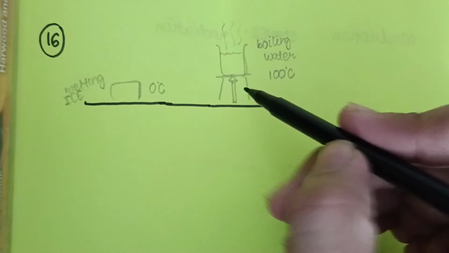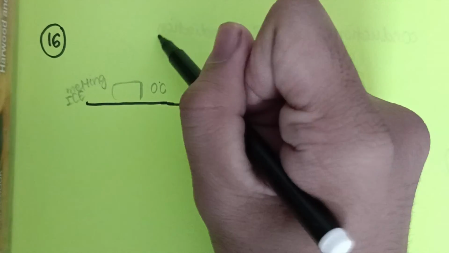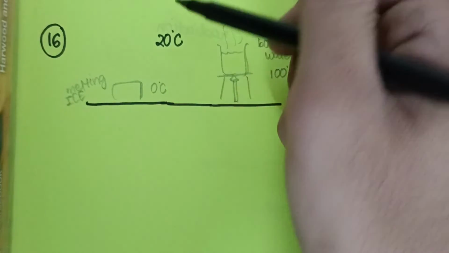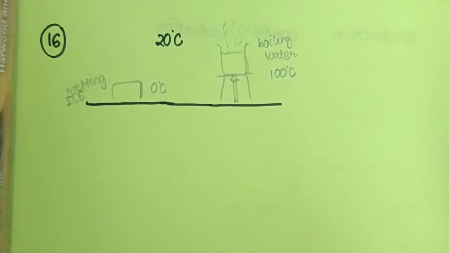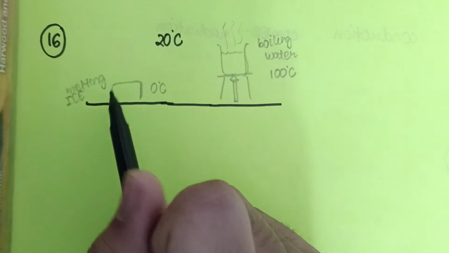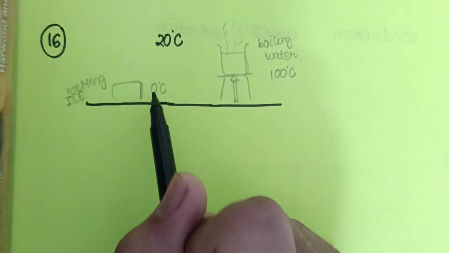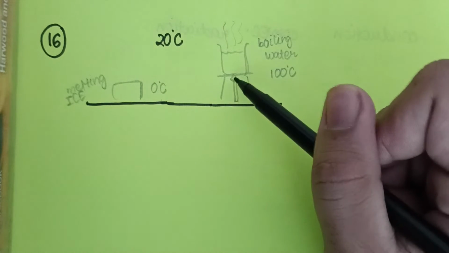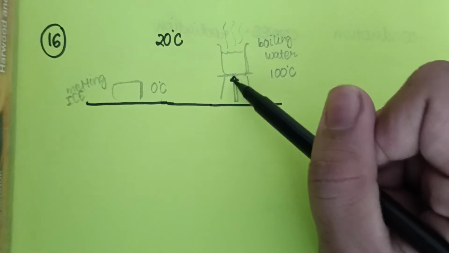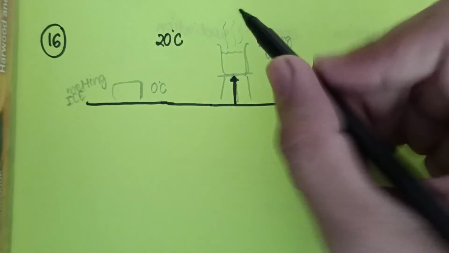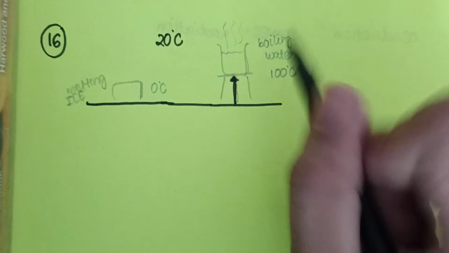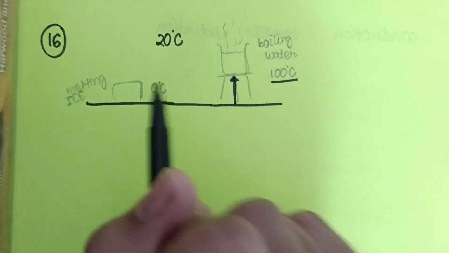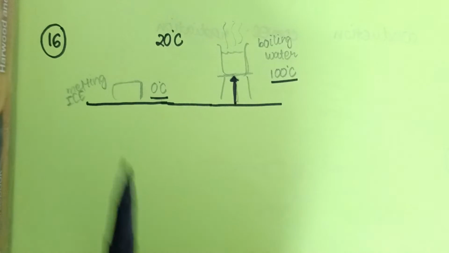Question number 16. We have a setup that looks something like this. We have a laboratory table. The temperature of the laboratory is 20 degrees Celsius. Maybe it's in a cold country. Now, there's a piece of melting ice over here which is currently at 0 degrees Celsius, and we have a Bunsen burner over here. This is a Bunsen burner, and we have boiling water above it. So the temperature of the boiling water is 100 degrees Celsius. For ice, it's 0 degrees Celsius.